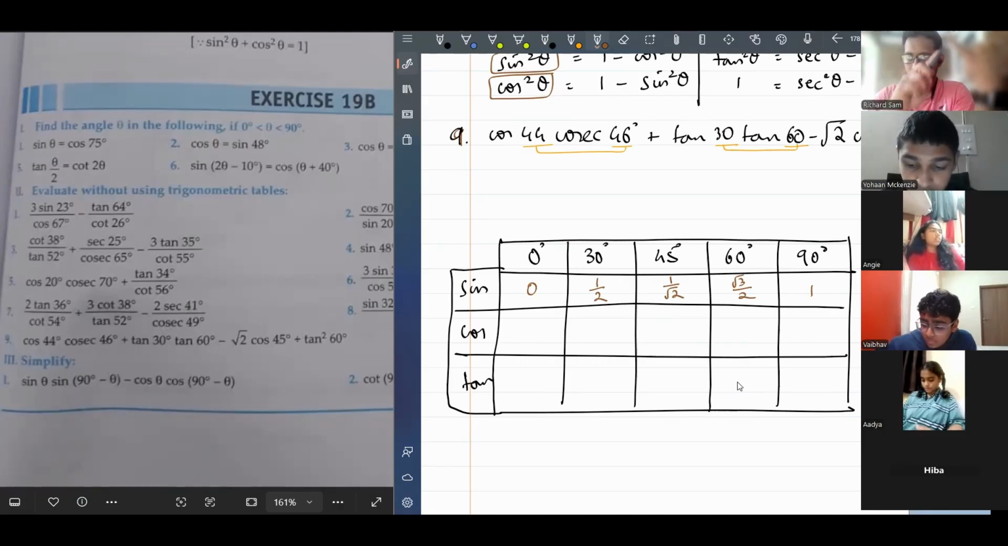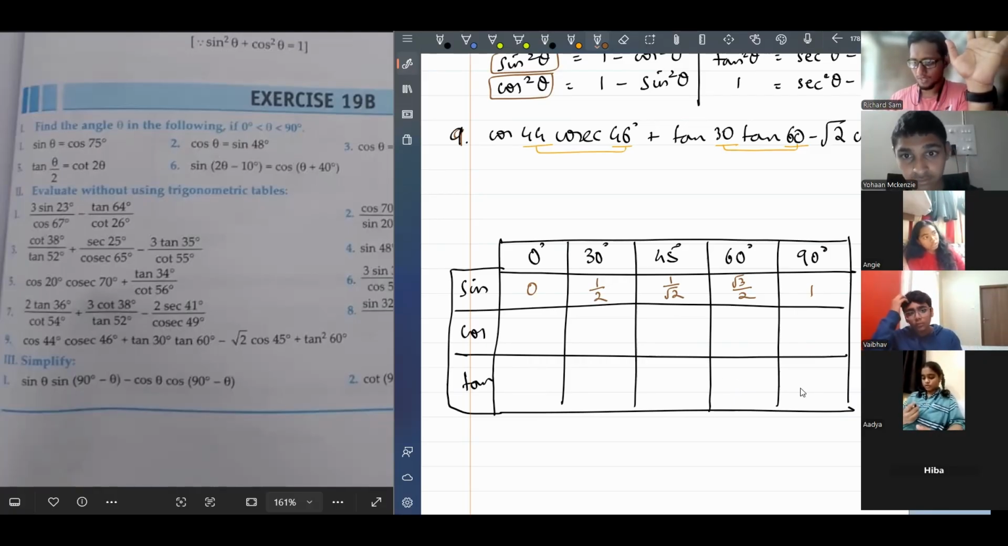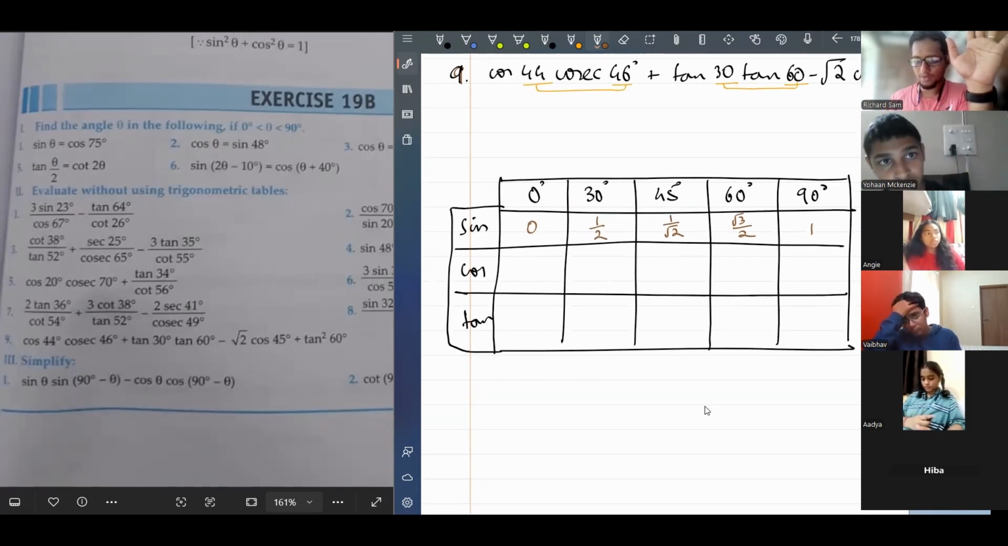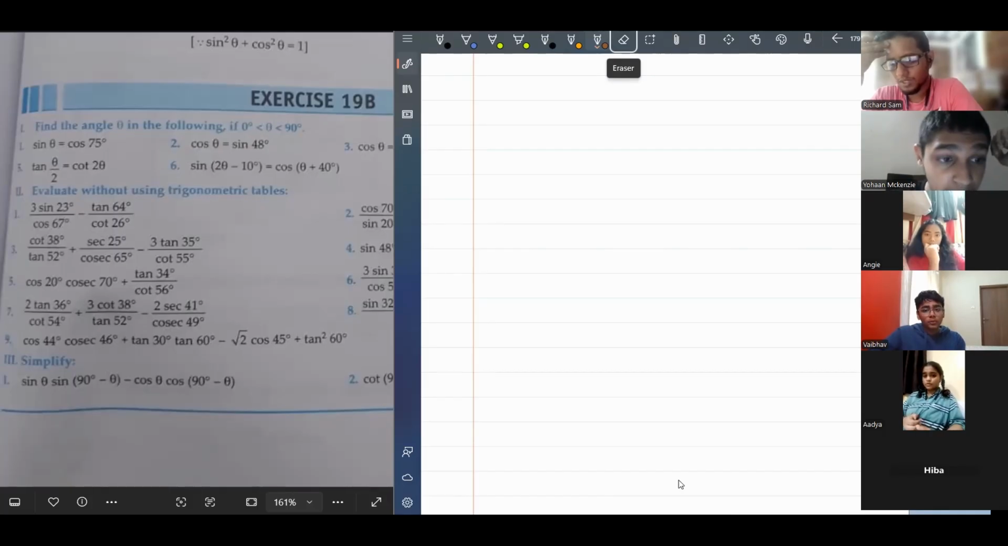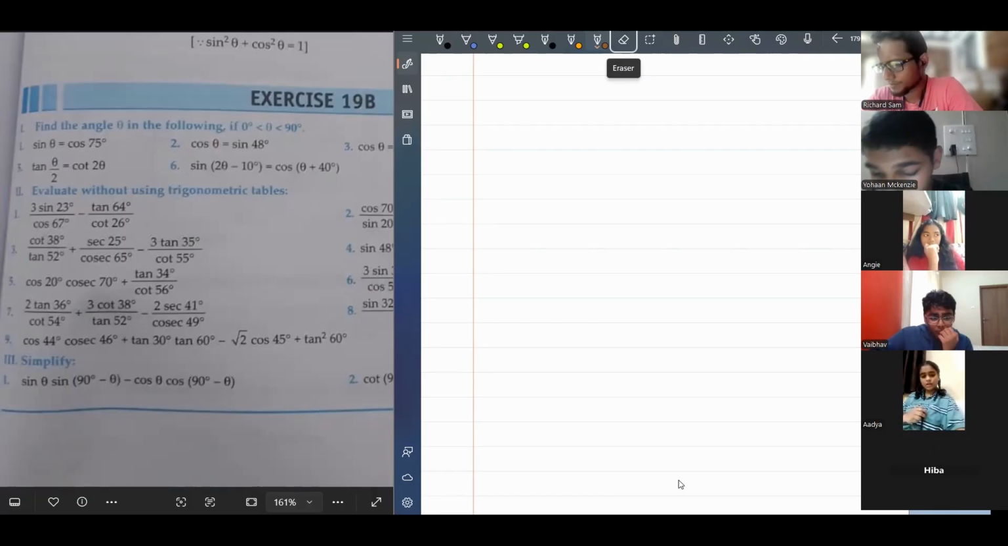So what were the values? 0, 1 upon 2, 1 upon root 2, root 3 by 2, and 1. Is that clear, everyone? Let me ask you now. I'm covering this up. Johan, what is sine 45? Sir, 1 upon root 2. Vaibhav, what is sine 30? 1 upon 2. Adya, what is sine 60? Root 3 upon 2. Anshi, what is sine 90? 1. So all of you got it.